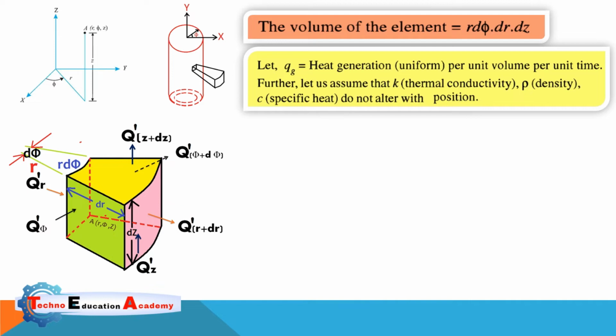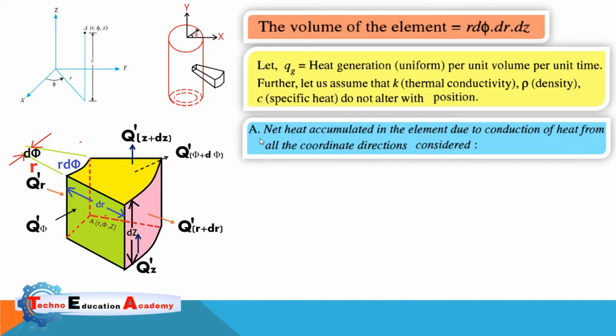But here our objective is to derive a universal equation which is applicable for all cases. So here, our objective is first to calculate term A, which is the net heat accumulated. We have already discussed this in the previous slide with a suitable example. So for that, we are considering all the directions one by one. Then we get the total heat accumulated in the element.